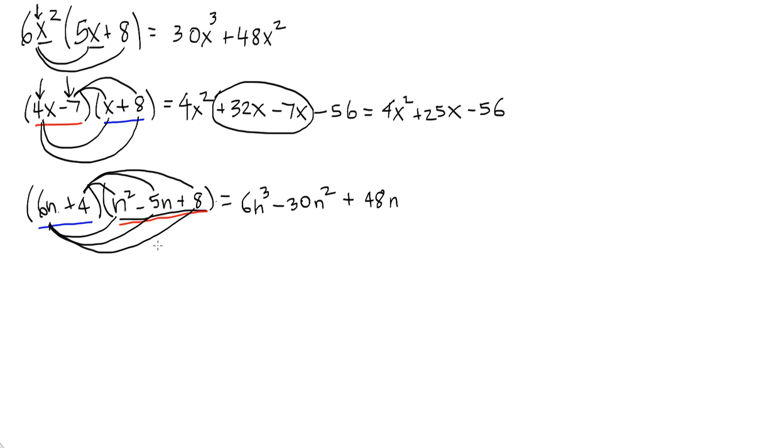And doing our second term, we've got 4 times n squared is 4n squared. That's an easy one. 4 times negative 5n would be negative 20n. And 4 times 8 would be 32. And the last thing we have to do is combine some like terms.